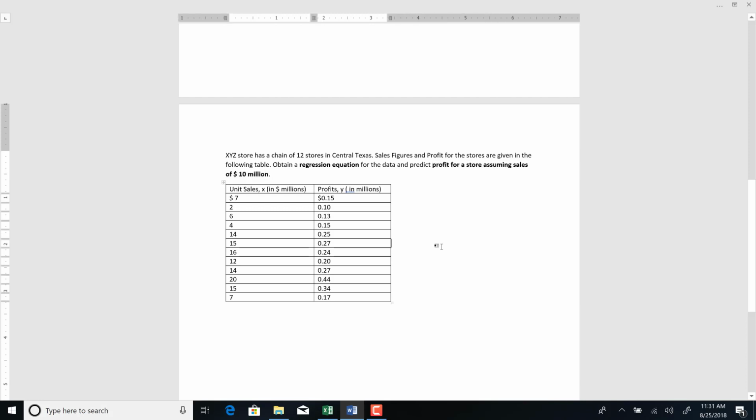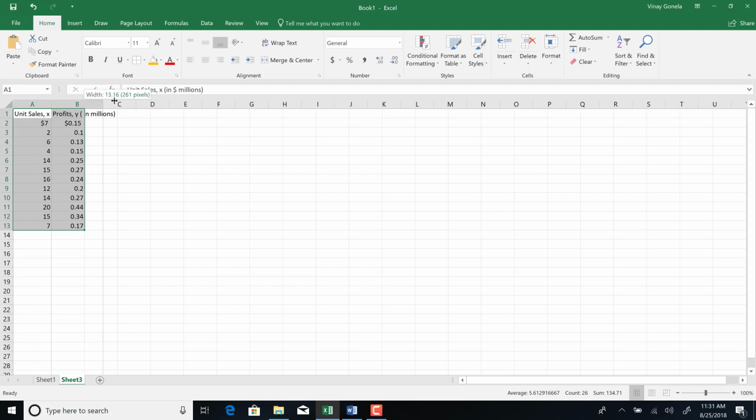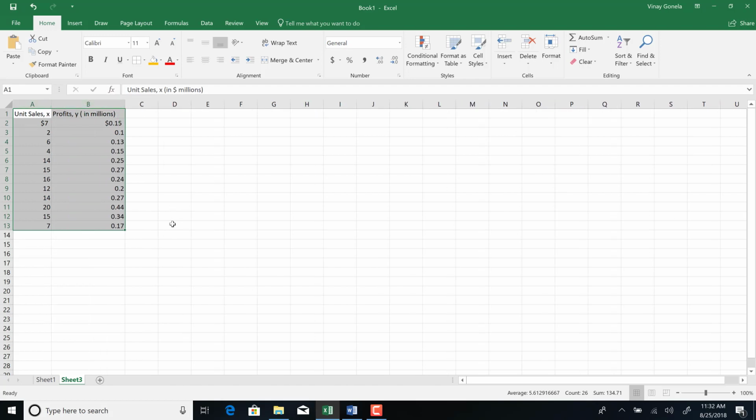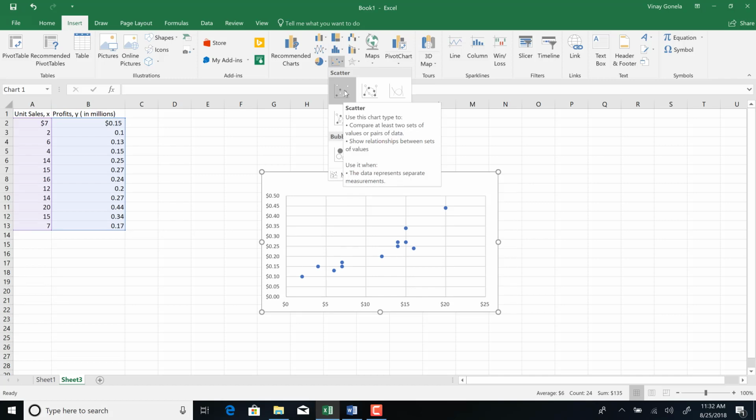So the first question is, we can copy this data, this is 12 stores data, onto Excel. I'll copy it to Excel. So we have this data, we will select this data set and go to insert and then scatter plot. So insert scatter or bubble chart. So you can click on that and select the first scatter.